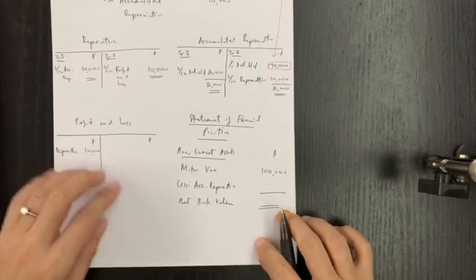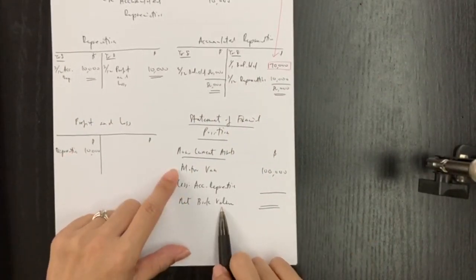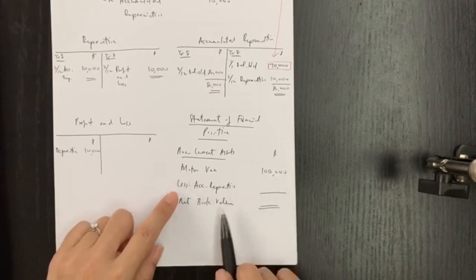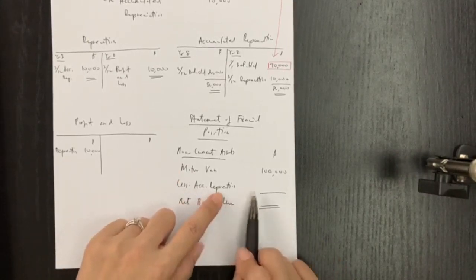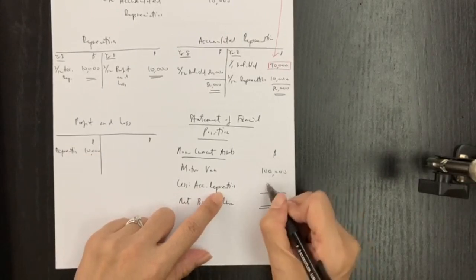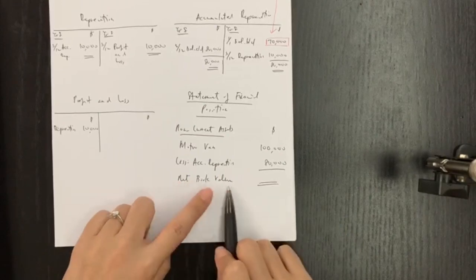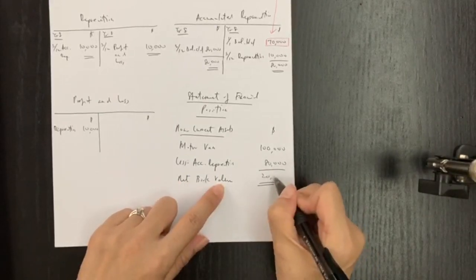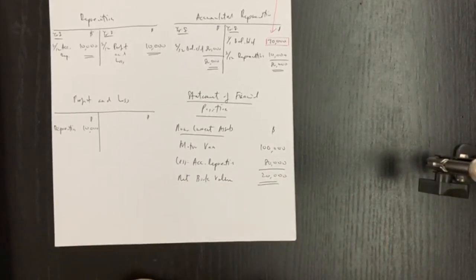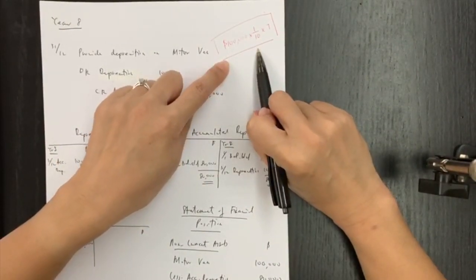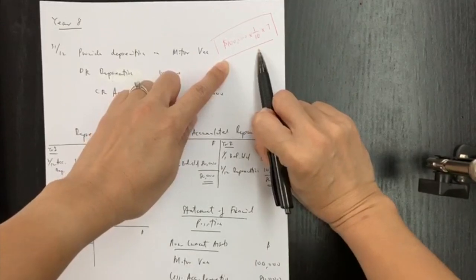And this is also 80,000. And finally, in the statement of financial position, this is the cost of the motor van, always the same. However, accumulated depreciation is going up to 80,000. Right, and how much is net book value in year 8? That will be 20,000. All right, so here we have the formula to calculate accumulated depreciation.